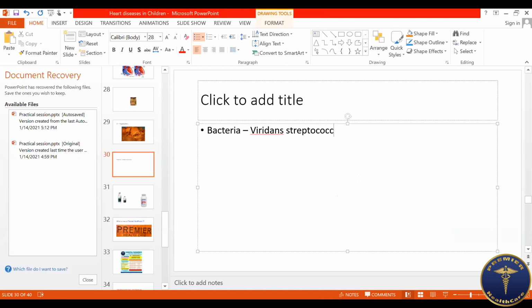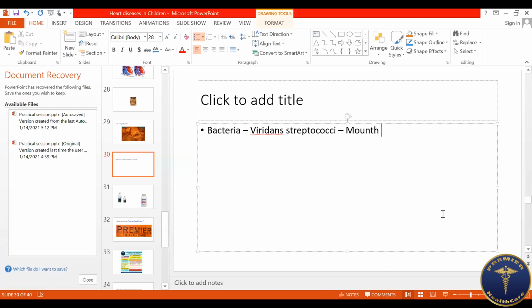Where do they live? They live in the mouth, in our oral cavity, and when they get a chance, they will go into the heart. So oral cavity, and they will go into the heart.